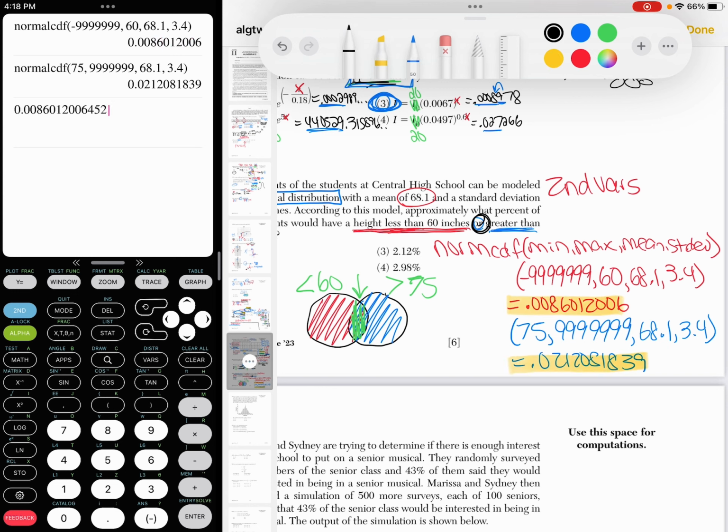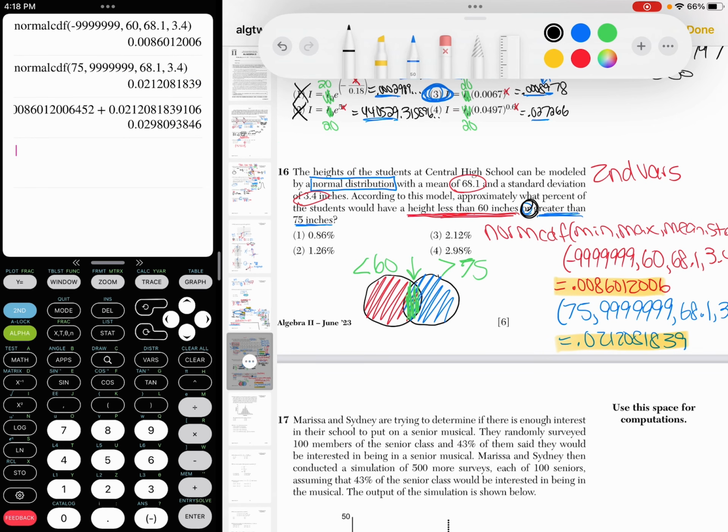So I'm going to go to my calculator, add those two numbers together, and I get an answer of 0.029809. That's a great answer. And if it said, what is the like proportion or what is the probability, I could leave my answer like that, but notice my answers are percentages.